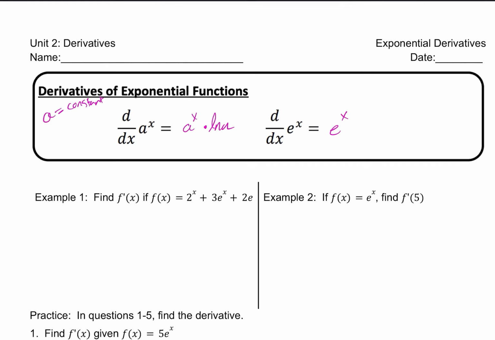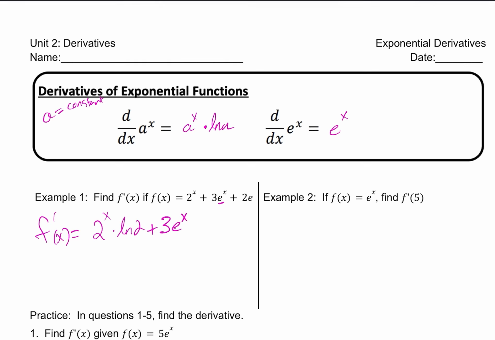So let's take a look at a couple practice problems, and we'll get some derivatives going. So if we want to find f prime, if f of x equals 2 to the x plus 3e to the x plus 2e, we would say f prime of x equals, and we'll just go term by term. So the derivative of 2 to the x would be 2 to the x times the natural log of 2, plus the derivative of e to the x is just e to the x, and that 3 is a coefficient, so we're going to leave it as 3e to the x.